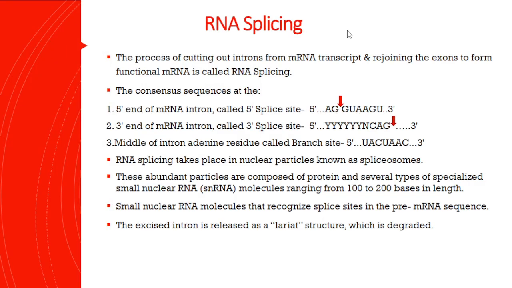Moving on to the third process of post-transcriptional modification, that is RNA splicing.